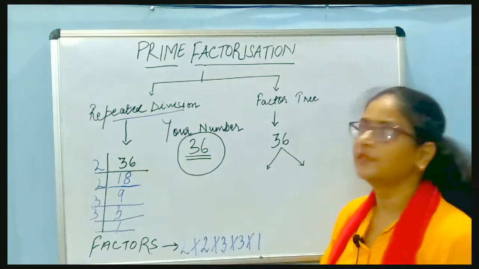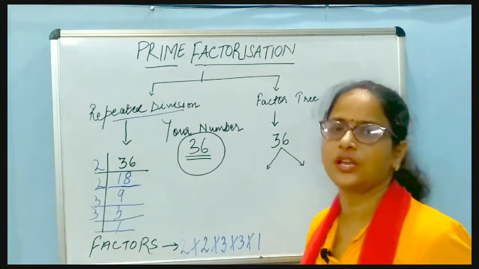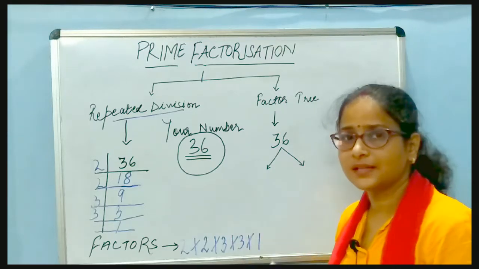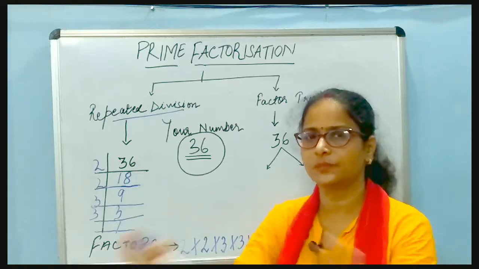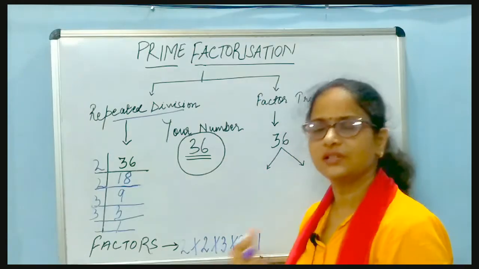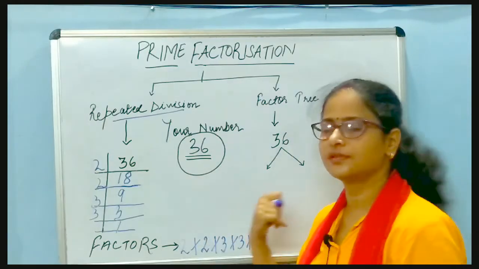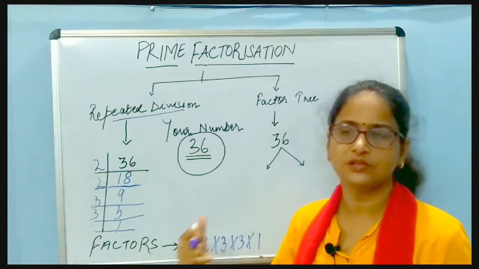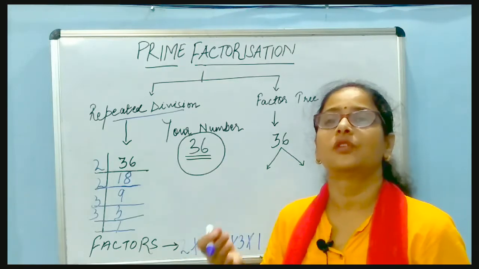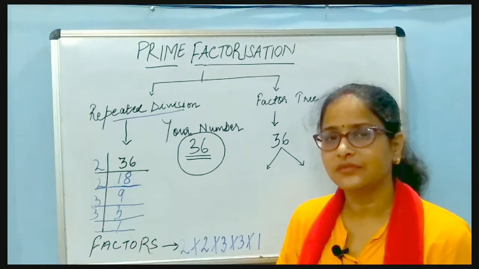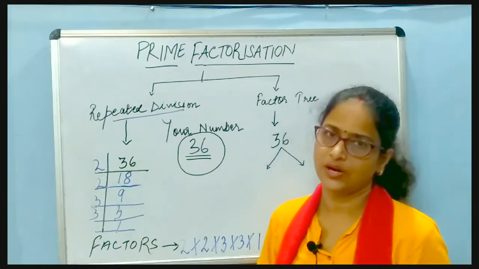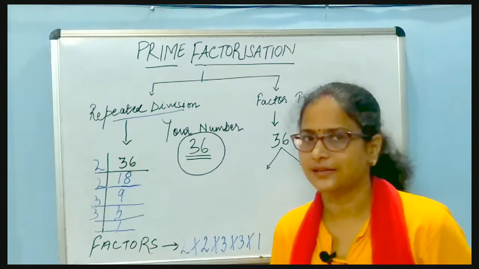Now come to the factor tree. The factor tree is also the same. The method of doing and solving the question is the same; only the presentation is different. We write it in a different way. All the things are the same in both methods. We have to divide the number by prime numbers, and we will divide until we get 1. But how to write it is different.